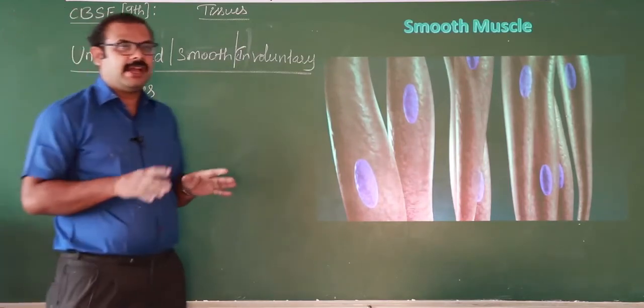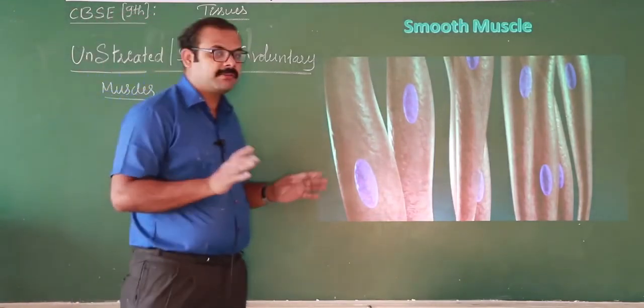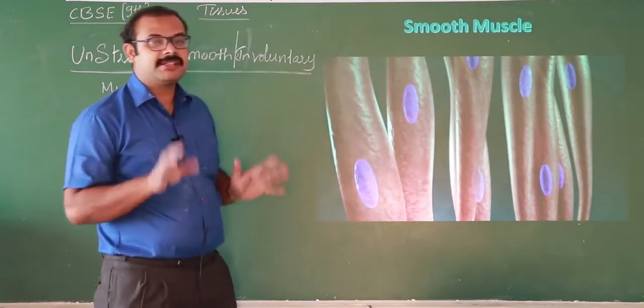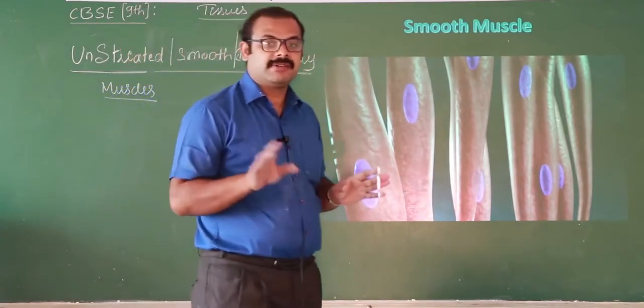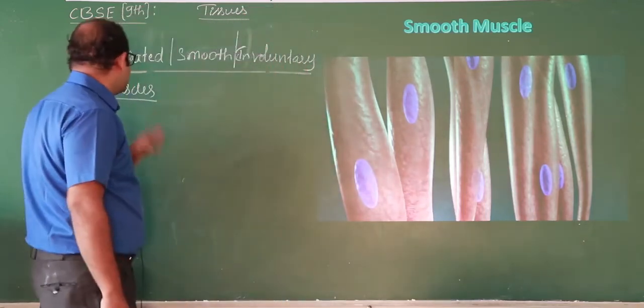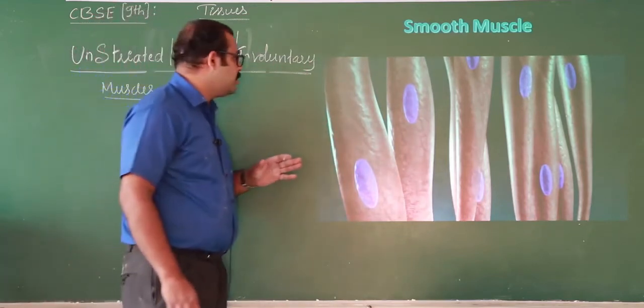Here, unlike striated muscle, it does not contain any light and dark bands. That's why it is called smooth muscle. Involuntary means the action of these muscles is not under our control, hence they are called involuntary muscles. And again, unstriated muscle does not contain any light and dark bands.